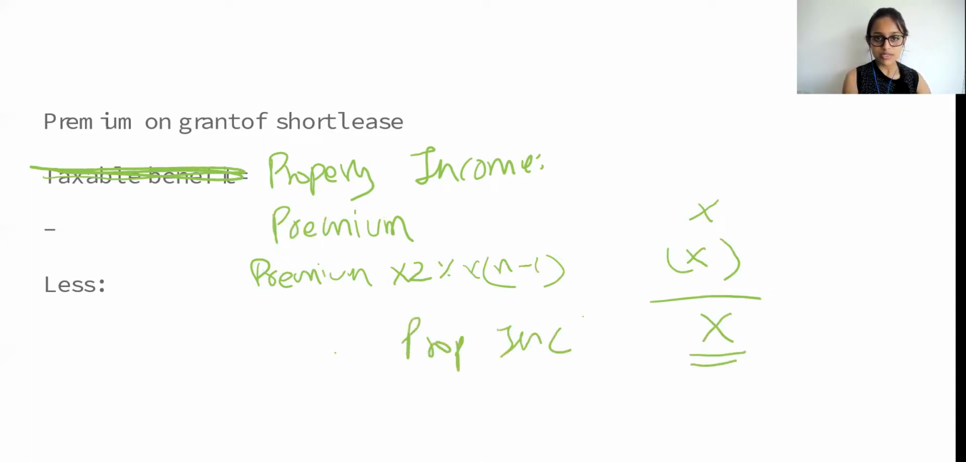This is in the case when you're receiving the premium. And remember, there is no need to time apportion in this case. n is the number of years of the lease. You don't have to do time apportionment here. This is one of the situations where you don't have to do time apportionment.